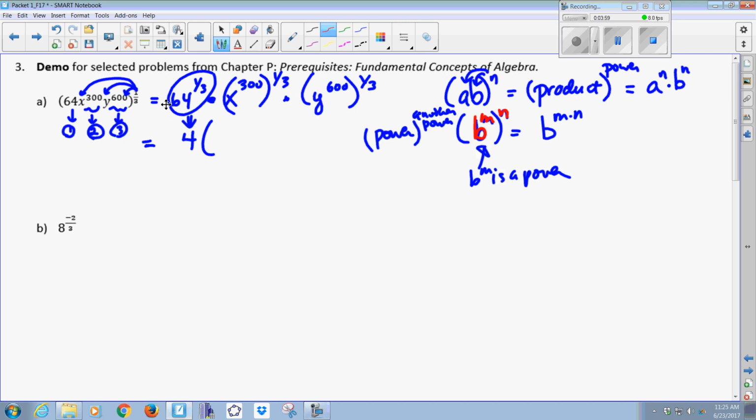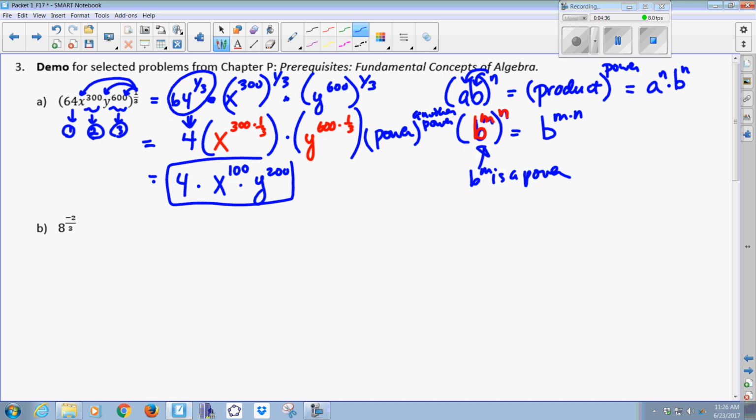So you simply multiply these two powers here. So 300 times 1/3, and then y to the 600 times 1/3. And now you simplify those. Well, multiplying by 1/3 is exactly the same as dividing by 3. So that's 300 divided by 3, so that's x to the 100. And 600 times 1/3 is the same as 600 divided by 3, which is y to the 200. And you're all done.